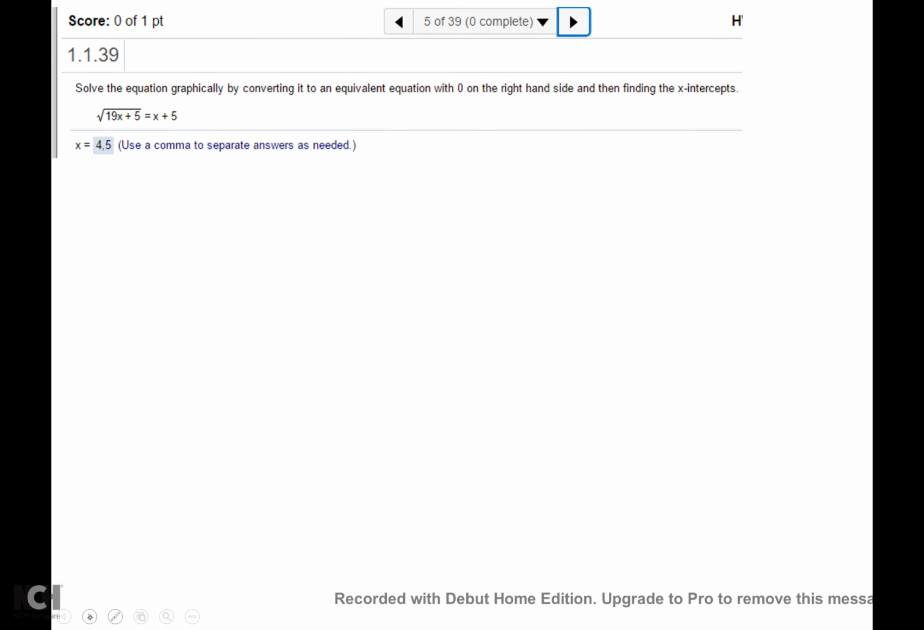All right, so we're going to solve this equation graphically by converting it to an equivalent equation with 0 on the right-hand side and then finding the x-intercepts. So I need to get everything on the right-hand side.